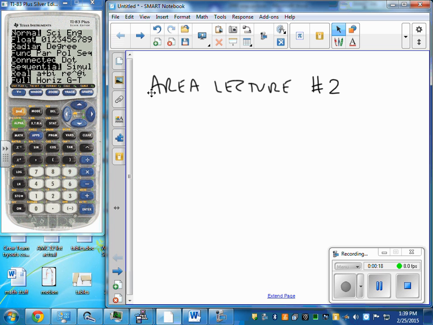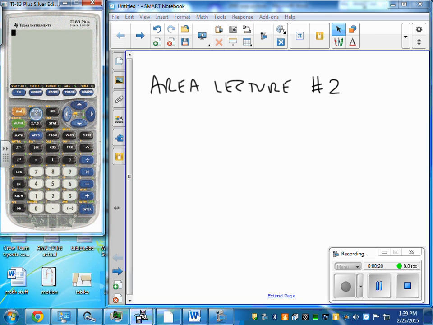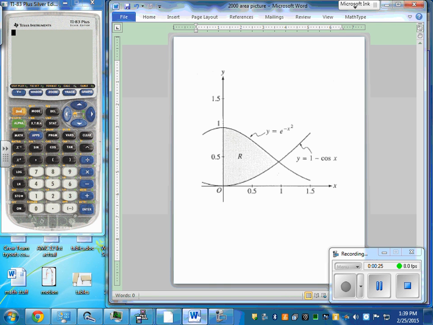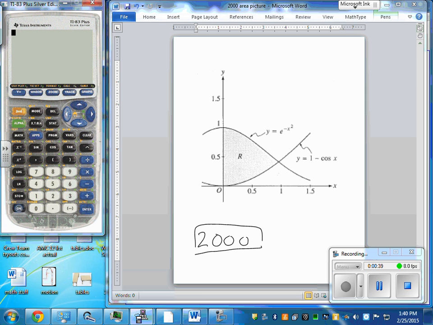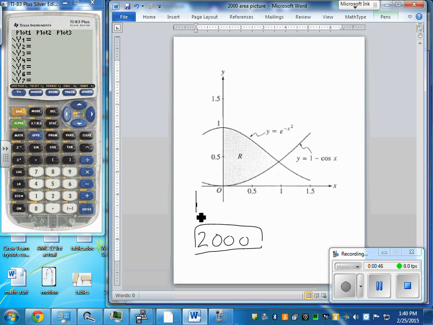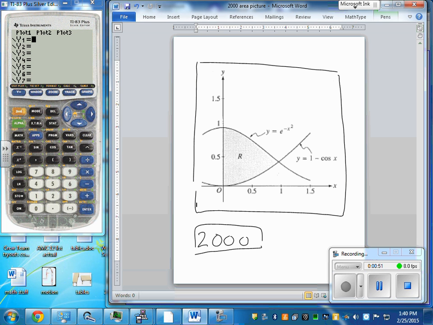Before I do the new stuff, I would like to take a look-see at the thing you ended up with yesterday. Remember, this was from the 2000 AP free response questions, question number 1, and the task was to find the area bounded by these two curves. I had mentioned that you're going to be using your calculator, but there's probably something even more important, and that is to try to duplicate this picture on your calculator. You don't have to do it, but I think it's really, really useful.